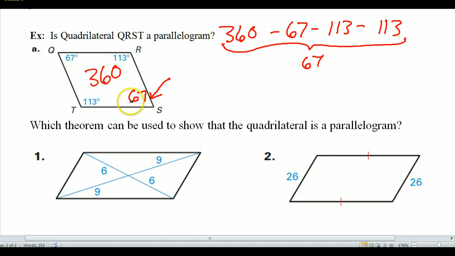Now tell me why we know for a fact that this is a parallelogram. I hear three of you saying, because I have both pairs of opposite angles congruent. If both pairs of opposite angles are congruent, then I know it is a parallelogram. So I would say yes, and if I asked you to explain, I'd say because both pairs of opposite angles are congruent. Look at number 1.